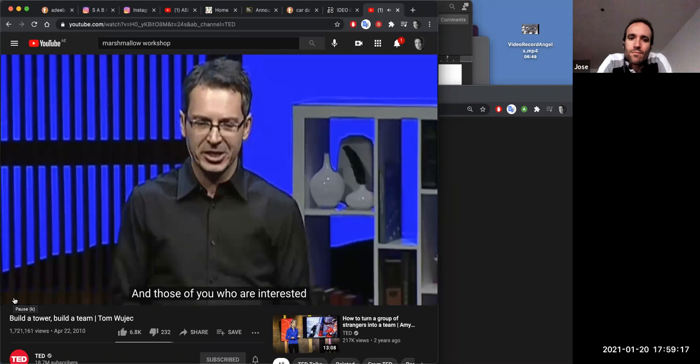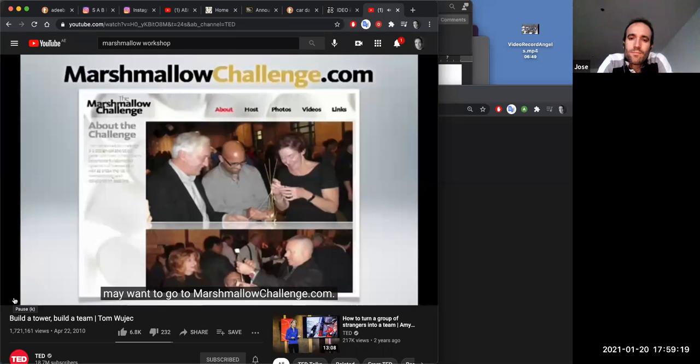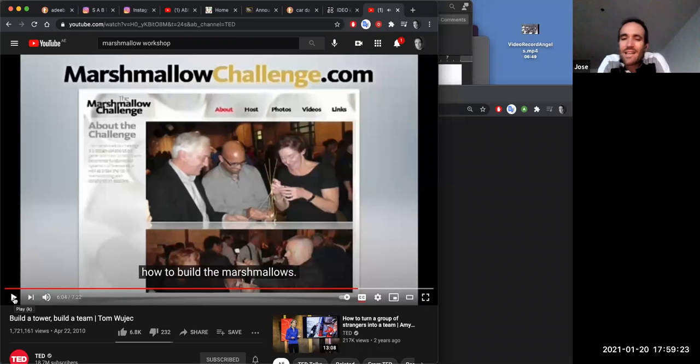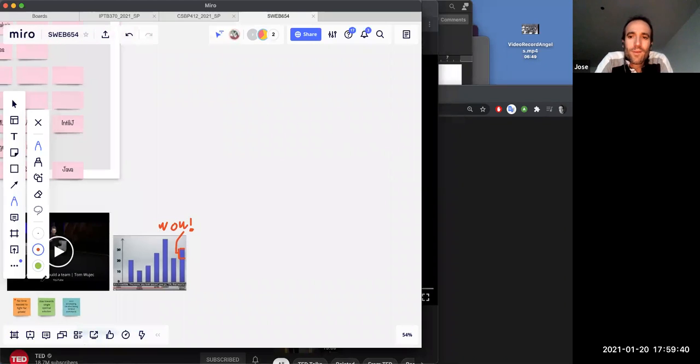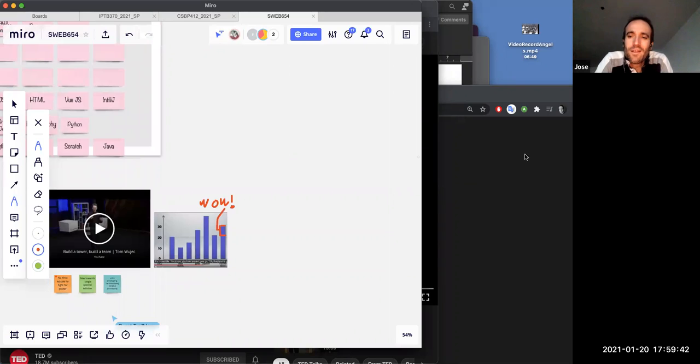And those of you who are interested may want to go to marshmallowchallenge.com. It's a blog that you can look at. Excellent. Now, what is this thing about the hidden assumption in the marshmallow? What was the hidden assumption in the marshmallow? What do you think? Anybody? Bonus point, whoever gets it right. No one? No? Have fun.